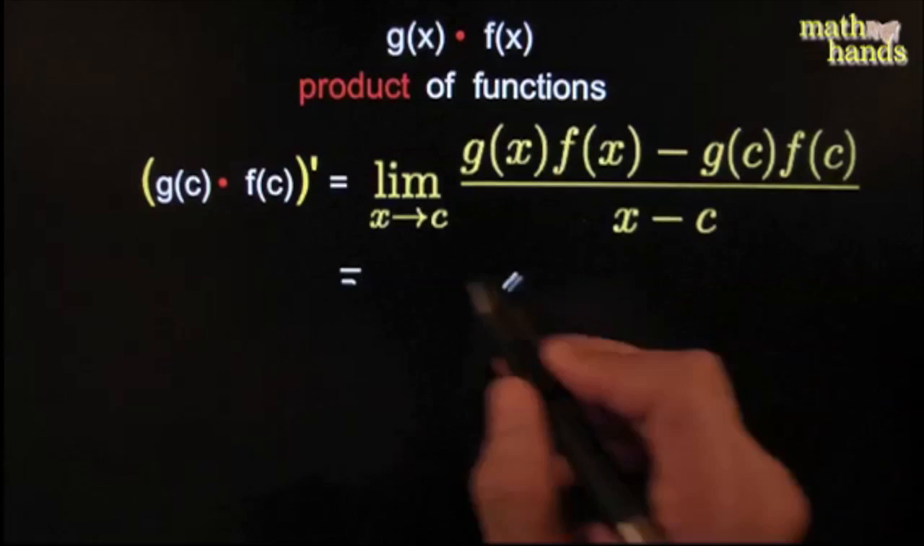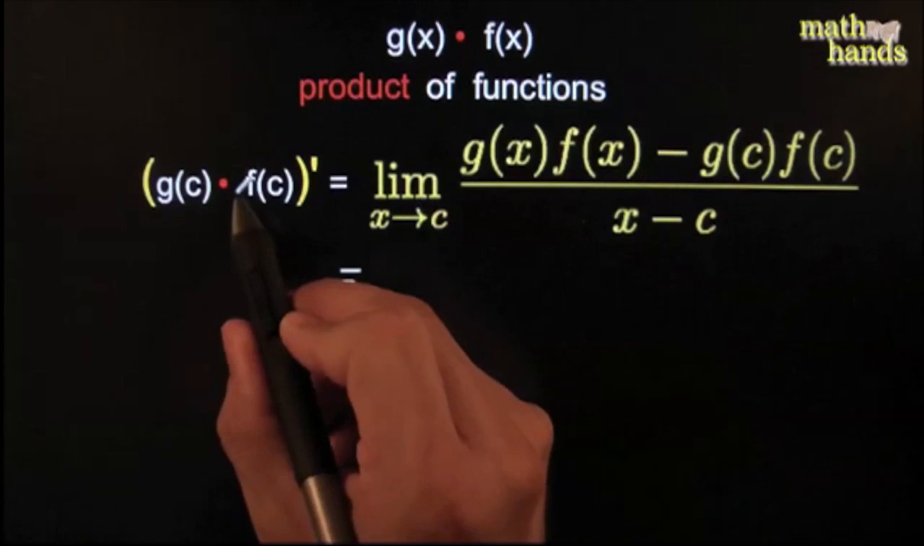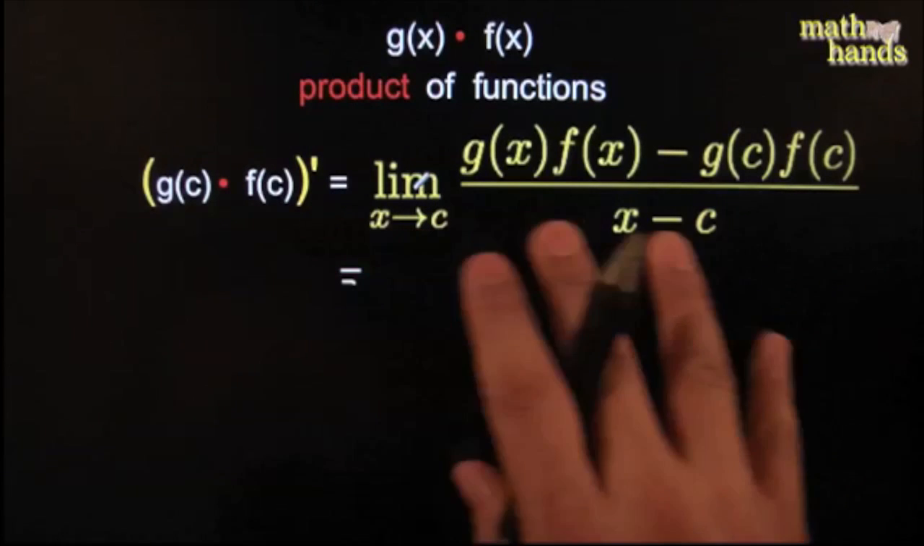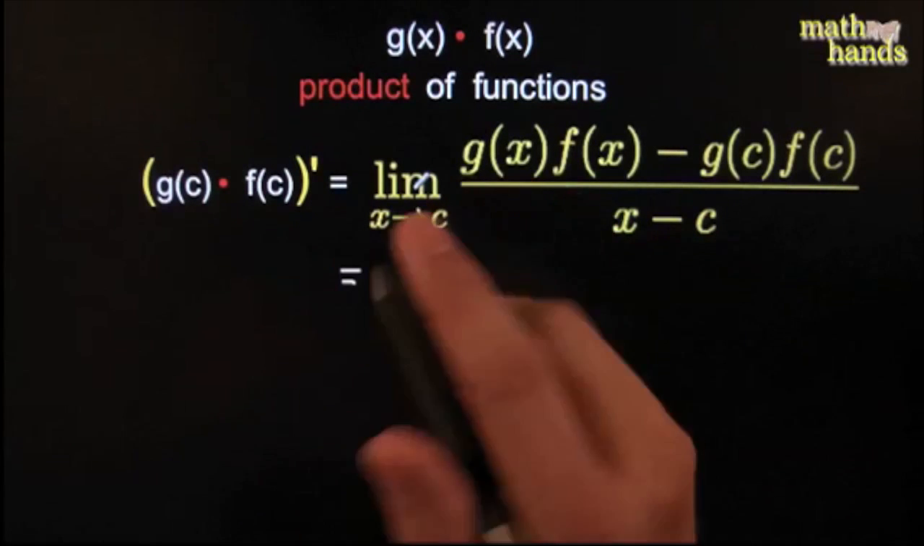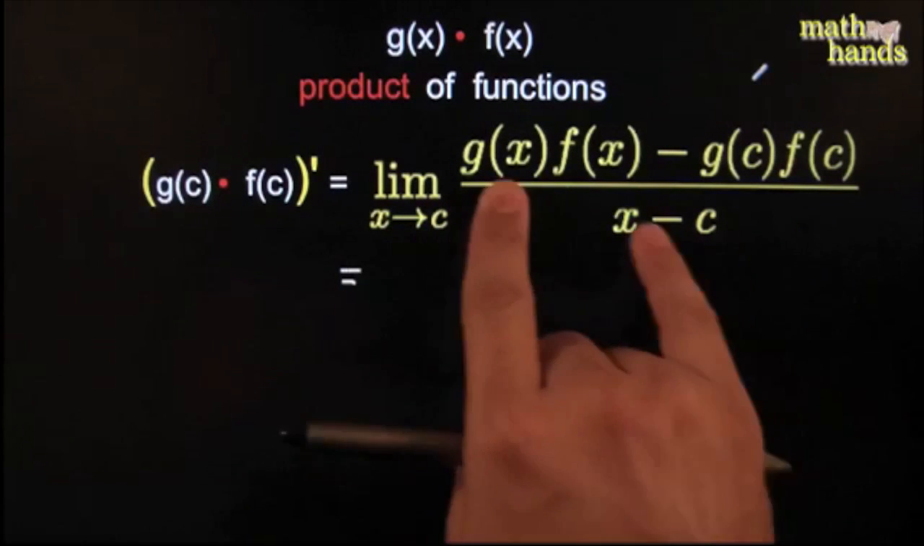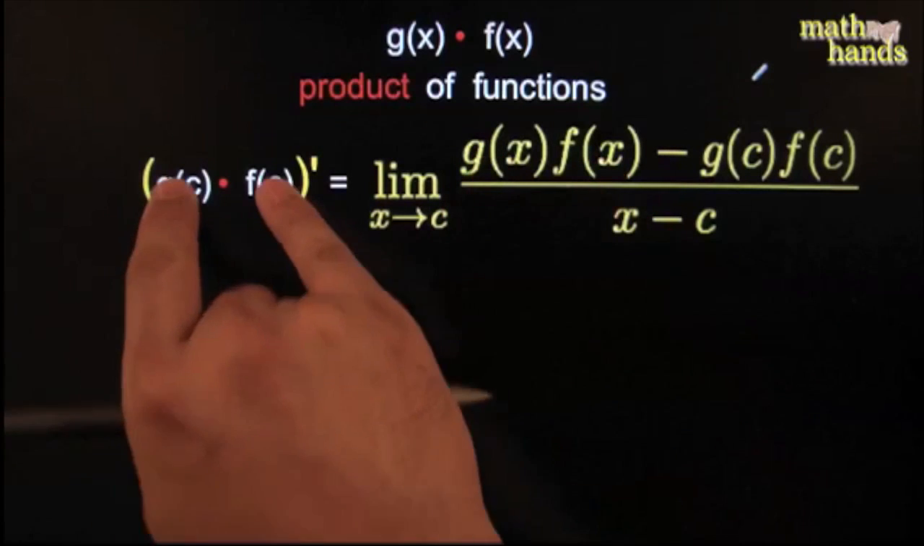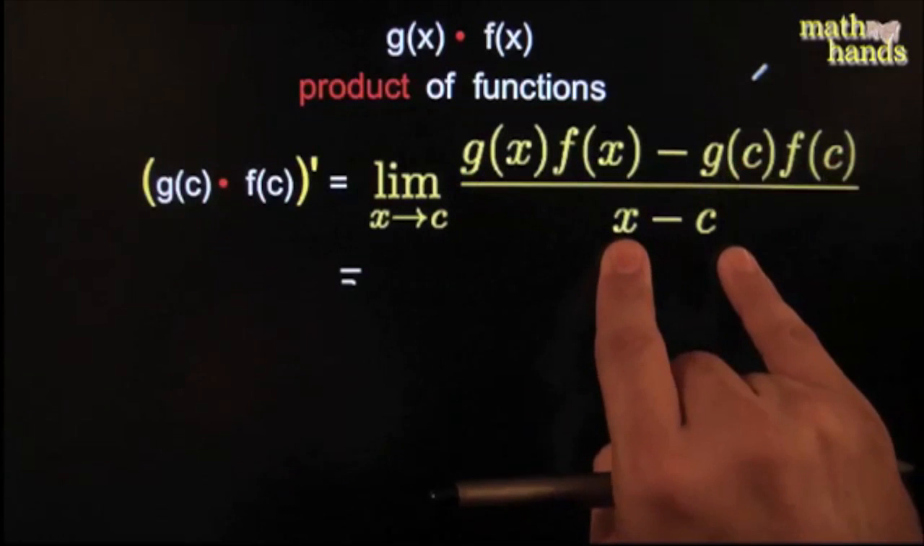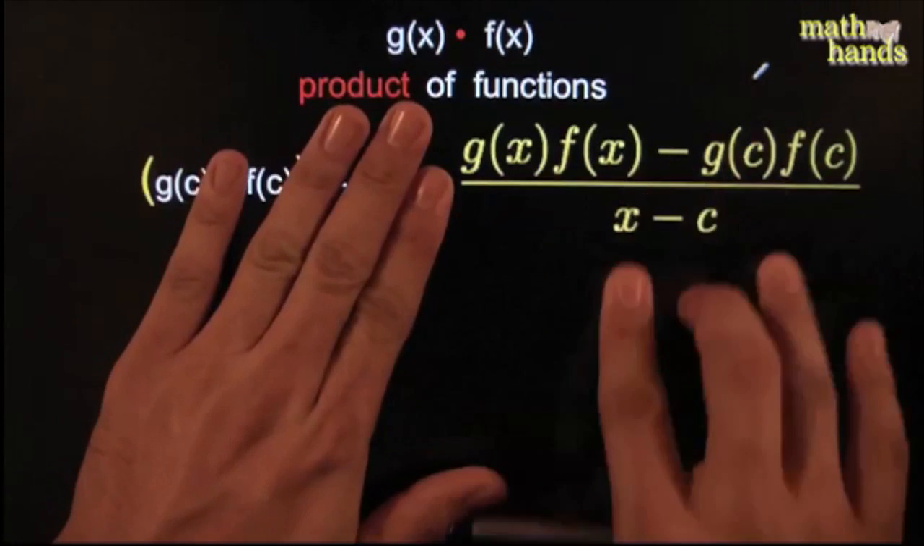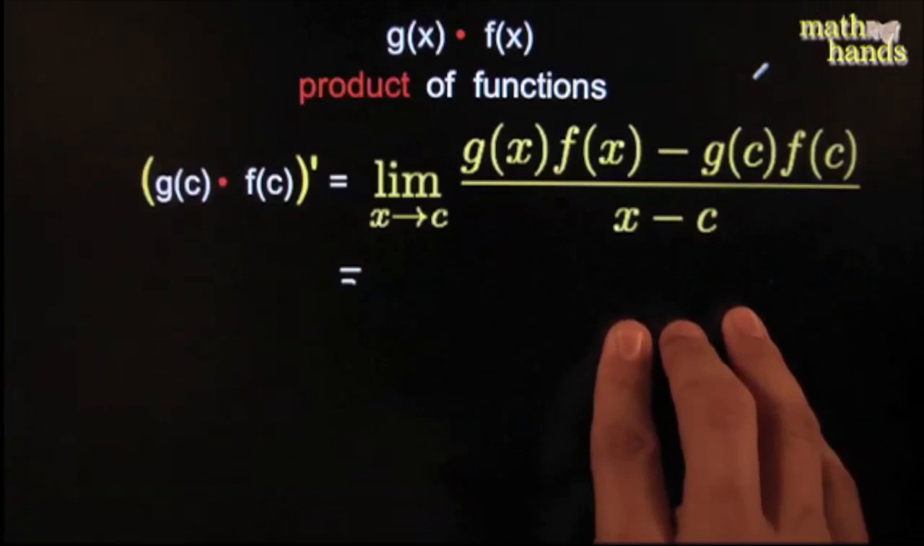So let's see if we could explain exactly why. The first part of it is not that surprising. It is exactly the definition of a derivative. The limit as x goes to c of the function, in this case the product, minus the value, all over x minus c. This is a secant slope. Slap a limit on it, and it turns into a tangent slope.